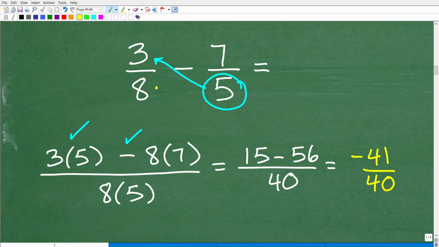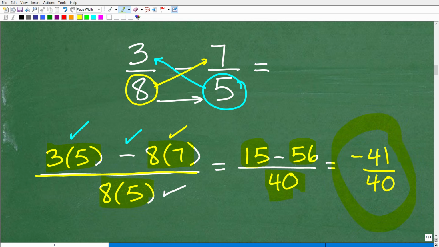Then you're going to take this denominator here and multiply that way. So that's going to be 8 times 7, and we'll have that right there. This is going to be our numerator. Then you put one fraction bar there, and to get our denominator, super easy. We just multiply the denominators, 8 times 5, and there you go. If you look at this, it should look pretty familiar because this is what we just did. There's 3 times 5, that's 15, minus 8 times 7, that's 56. 8 times 5 is 40. There you go. Same answer, negative 41 over 40.